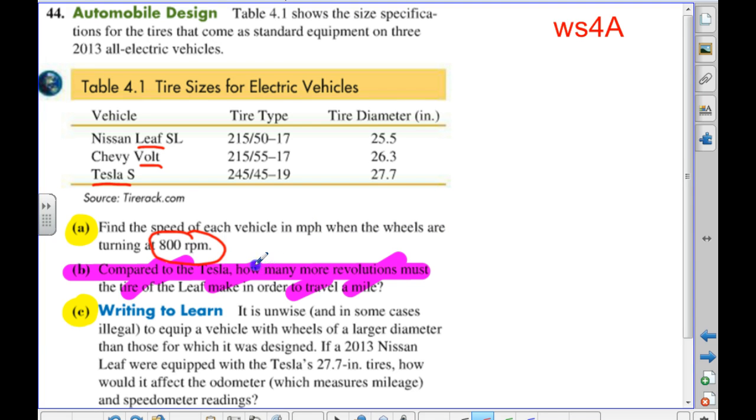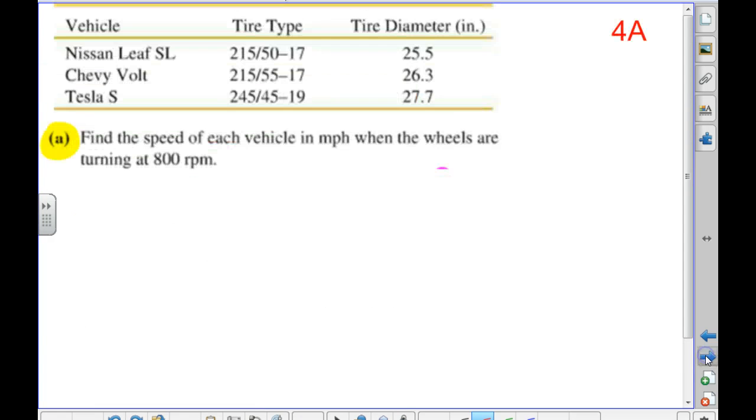The speed will depend on the radius of the tire. And then we're gonna talk about what happens when you illegally change out the size of the tires. I put it on another slide here so we had a little more room to work. The first thing I need is a radius for each of these. How do you get from a diameter to a radius? Divide by 2. Okay, can somebody help me out?